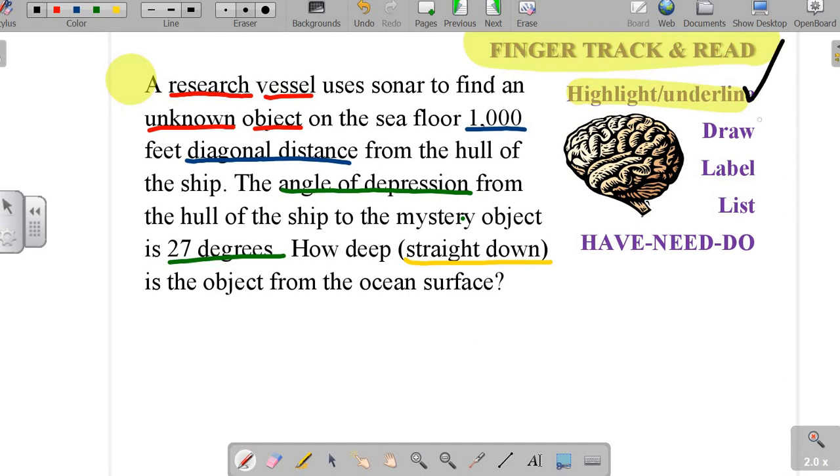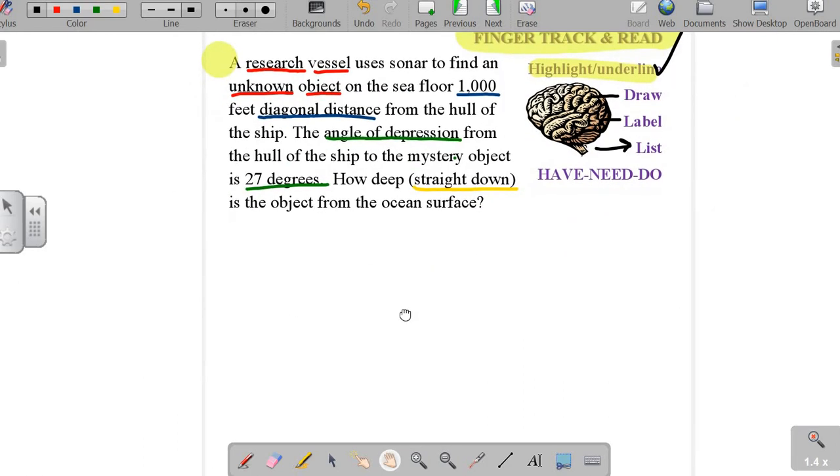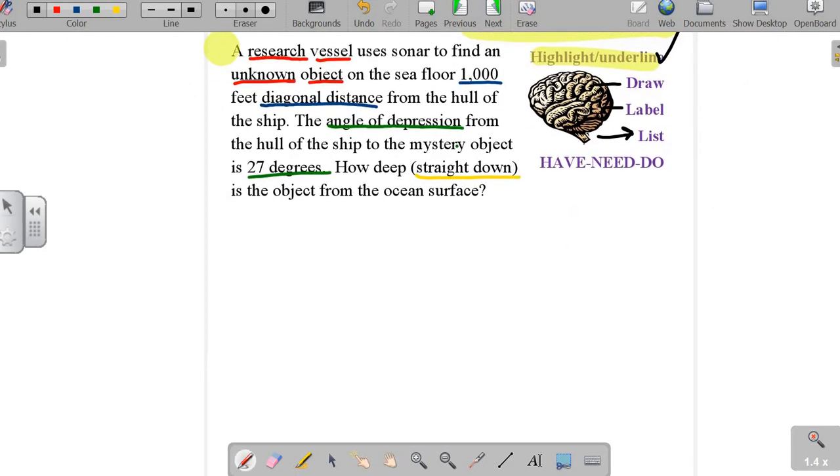Now, this we do together. We draw a diagram, we label the diagram. Any additional information not on the diagram goes on a list. Draw, label, list, and then we cross stuff out. And then if it's Sohcahtoa, which it is, you'll be doing have, need, do.